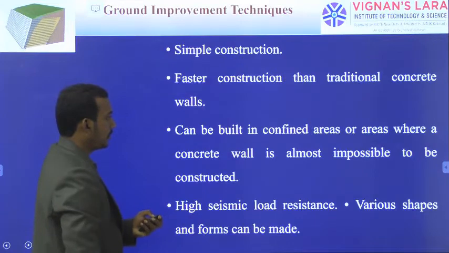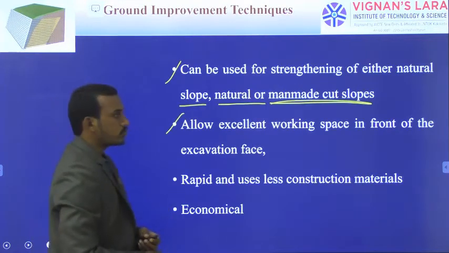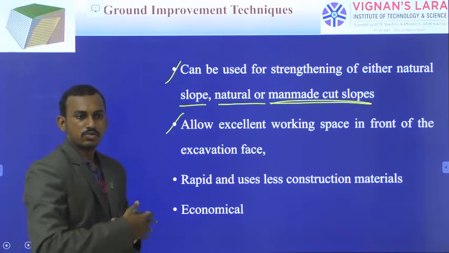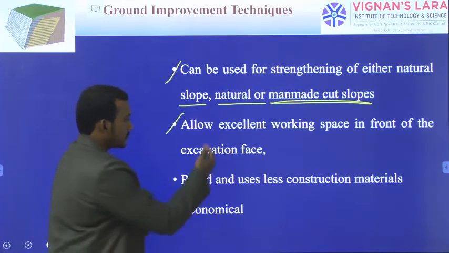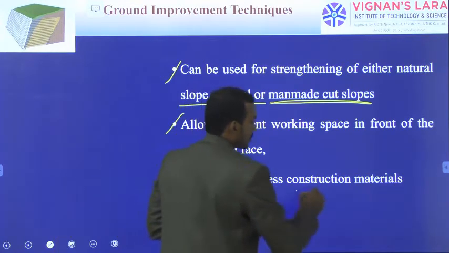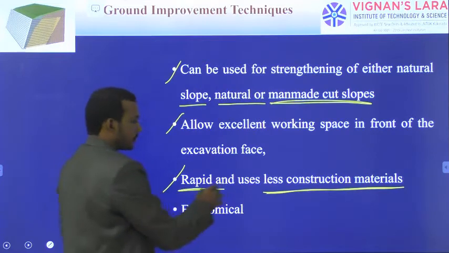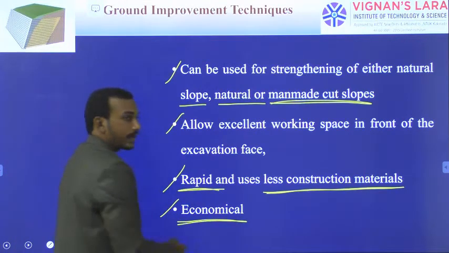If you see an image, we have so much workspace. So we have a lot of space to work. So it is allowing a lot of workspace. So that will show you the image. Rapid and uses less construction materials. So it is using very less materials, and it is most economical.